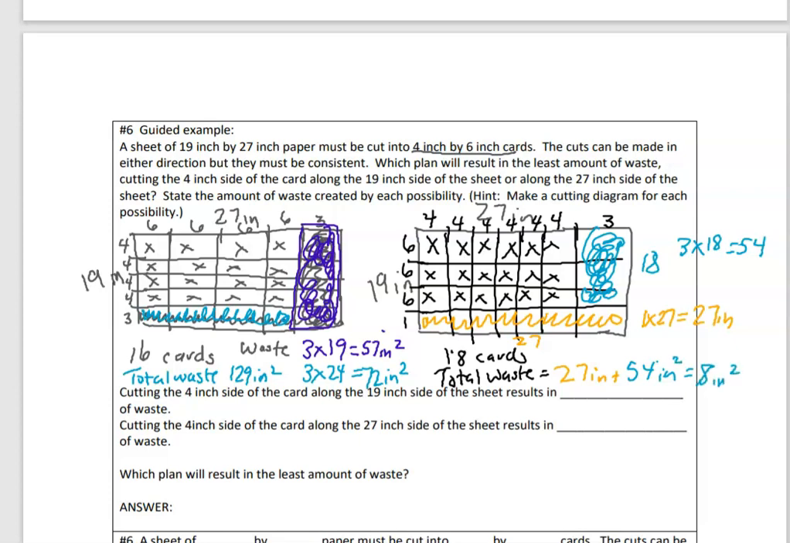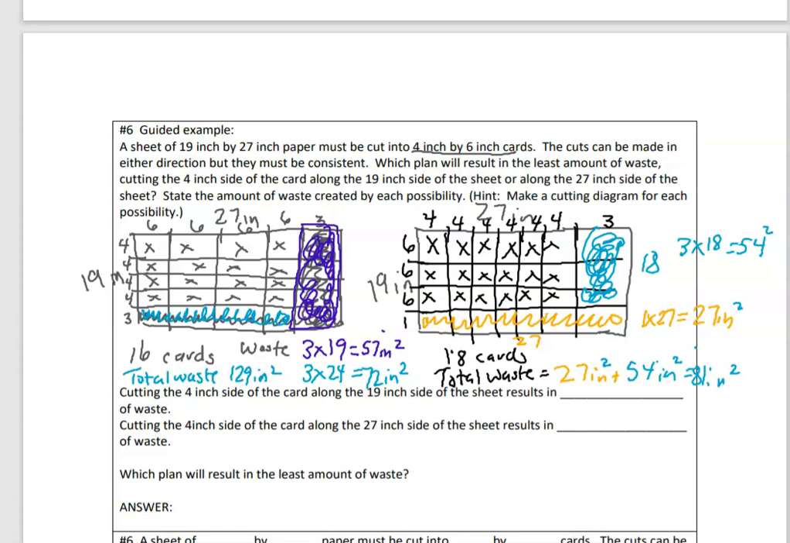squared, and both of these should have been squared. I'm sorry, because we're finding the area. So the question says, which way is going to produce the least amount of waste? Well, it's this one. This is going to be our 81 inches squared. Is going to be the least amount of waste. And we're also able to produce 18 cards that way.